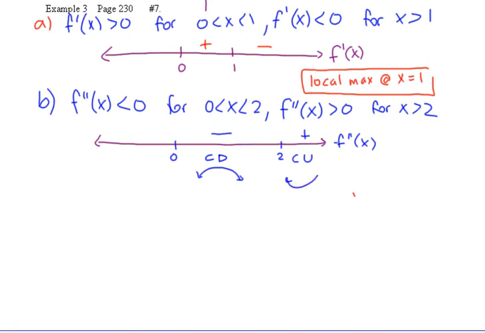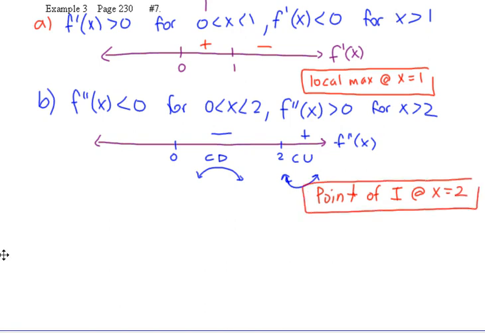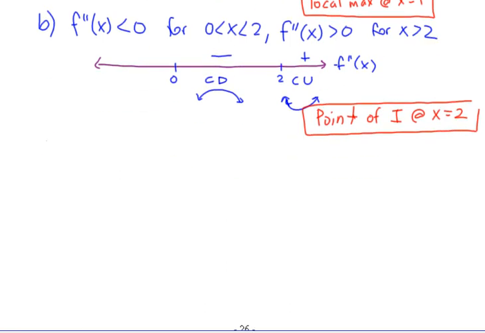So what does that mean? There's a point of inflection at x equals 2. Okay, they also tell us something else. They say the limit as x approaches infinity for our function is equal to 0.